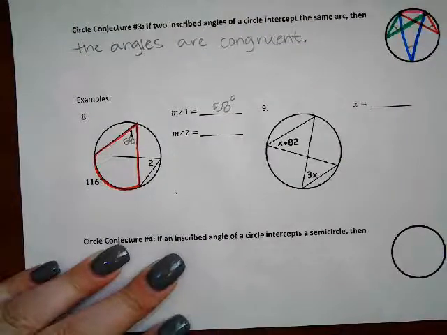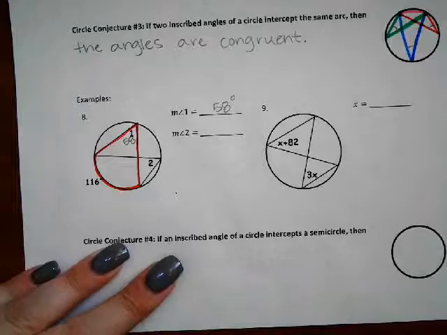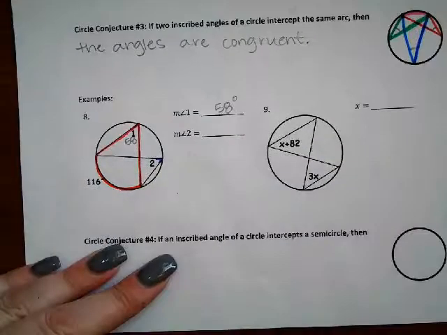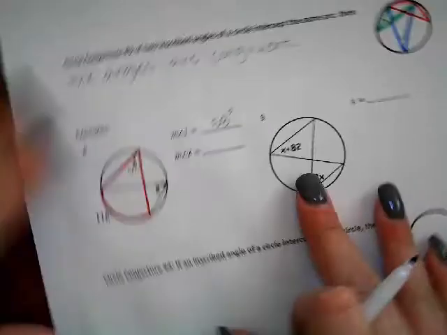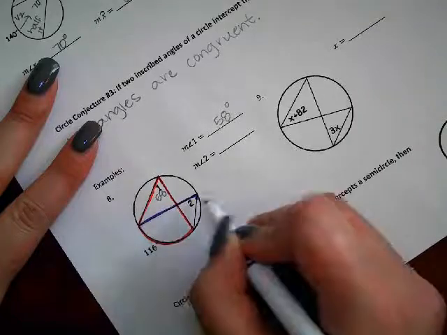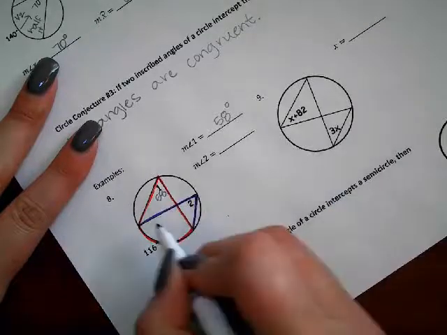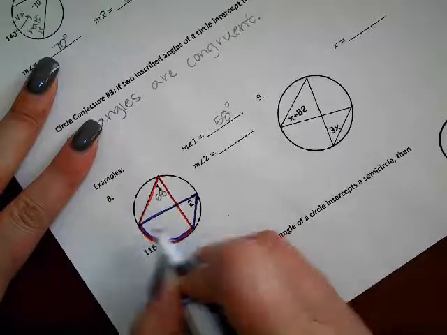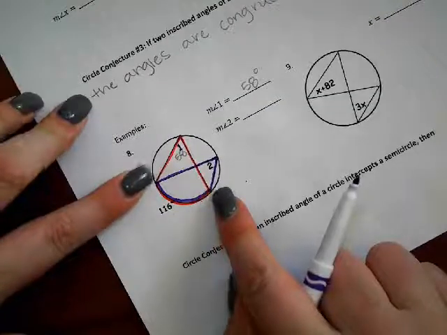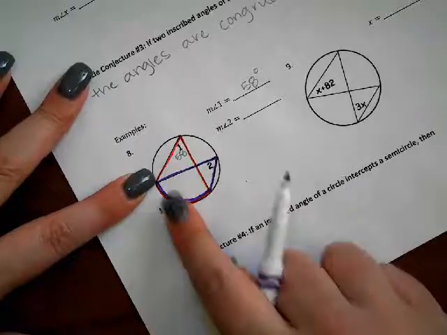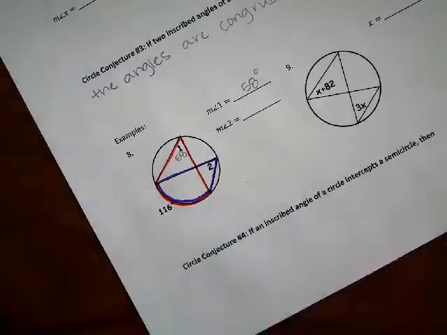Again, I'm going to start with the vertex. Again, I'm going to trace the vertex out to the edge. And then I'm going to trace from one edge, I'm just going to connect those. And you can see that the purple and the red traced the same arc. So that means if they traced the same arc, then those two angle measurements must be the same because the arc went with the same angle.